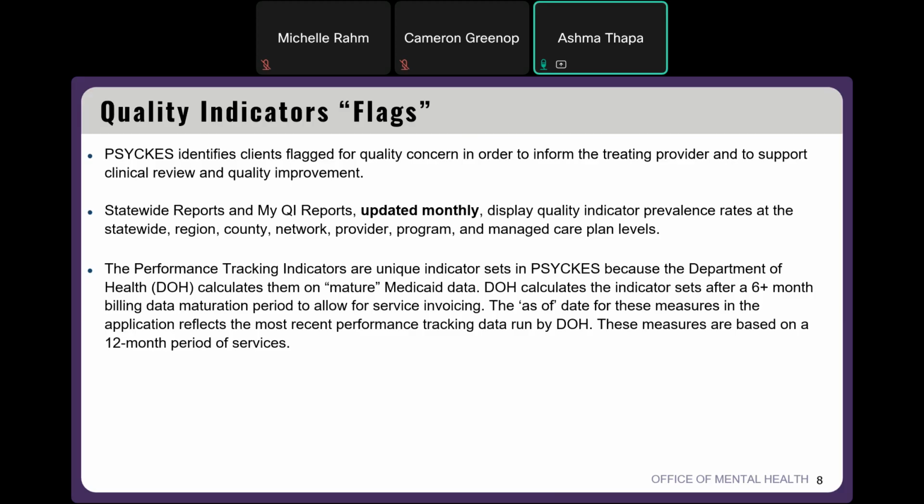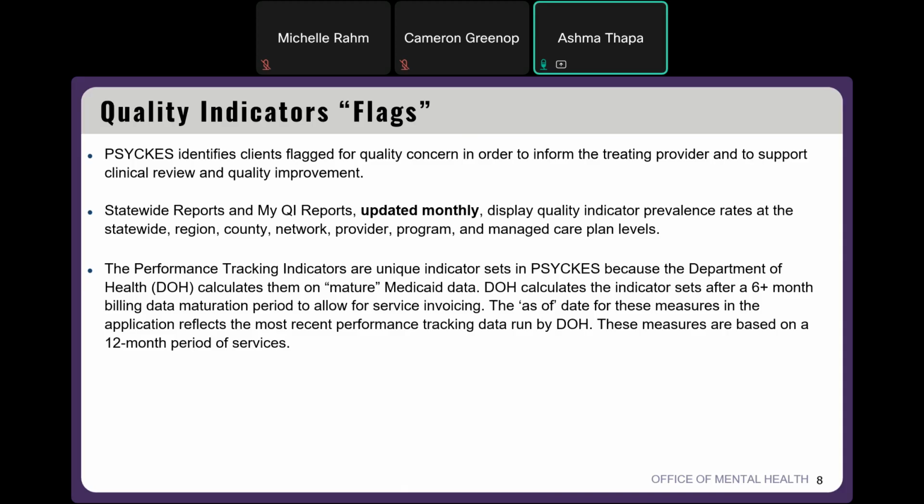Another thing I want to mention in regards to these quality indicators is that we also provide the information as aggregate data, which allows you to view the prevalence rate, again, at the program level, at the agency level, managed care plan by region or state. So you can peek at these prevalence rates and compare them to identify opportunities for improvement.